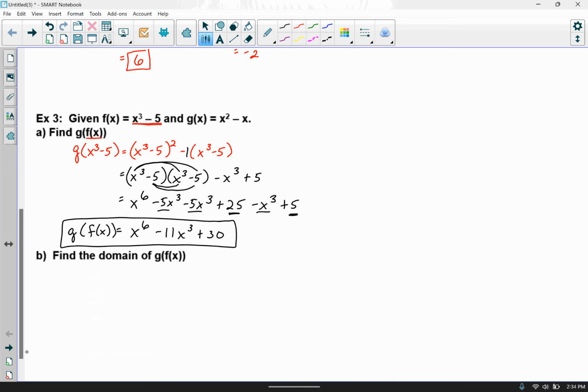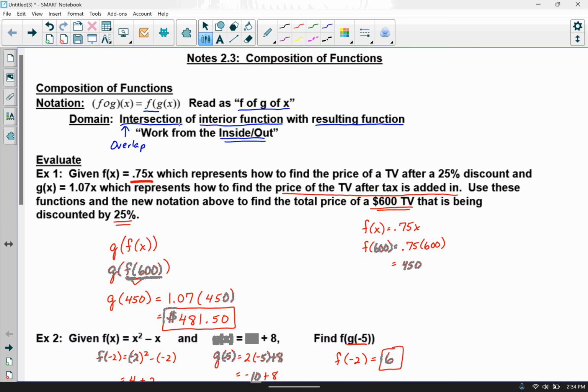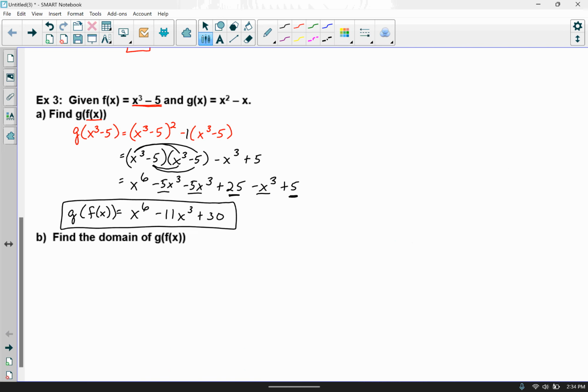All right, so now here in letter B, it says find the domain of g of f of x. So again, I'll remind you, back up here at the top, it said that our domain for these were going to be the intersection or the overlap of our interior function with our answer. So our interior function is my f of x. So looking up here at my f of x function, asking myself those same 3 questions. Do you have a letter in the denominator? Nope. You got an even root? Definitely, I don't have a square root here, so nope, I don't have that either. So answered no to both of those questions. Negative infinity to positive infinity.